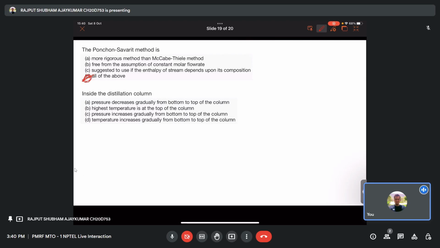So we have already discussed these points for the Ponchon-Savarit method, and this can be asked in the final examination also. Please go through the basic concepts of this method, as well as the McCabe-Thiele method and the variation between these two. Variation in the sense of the difference between these two methods.